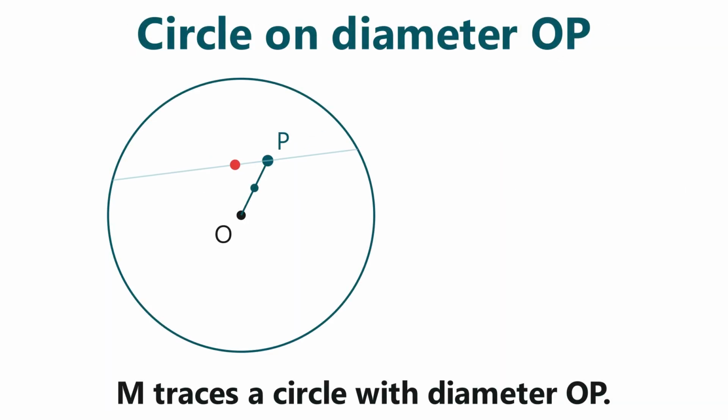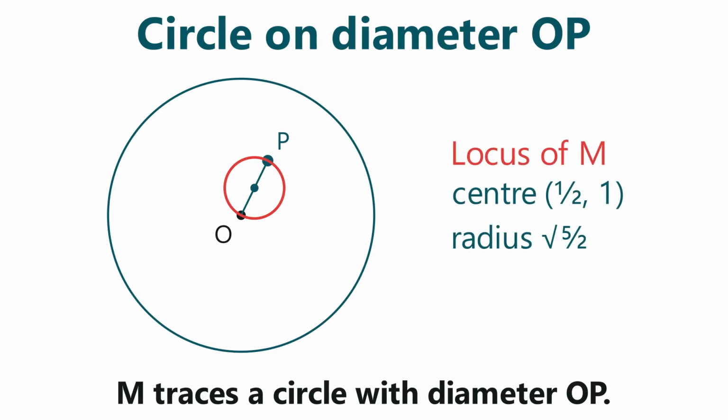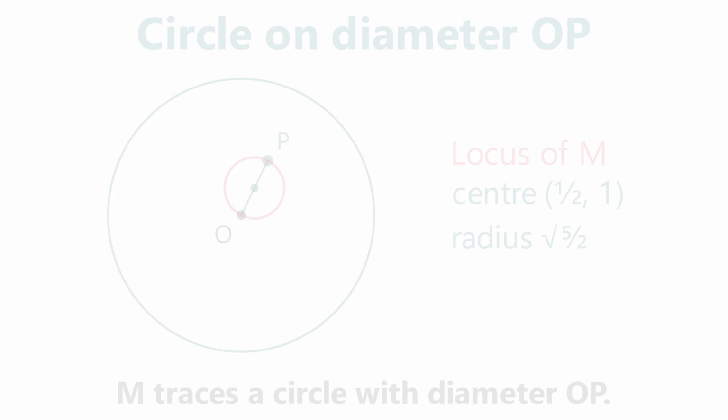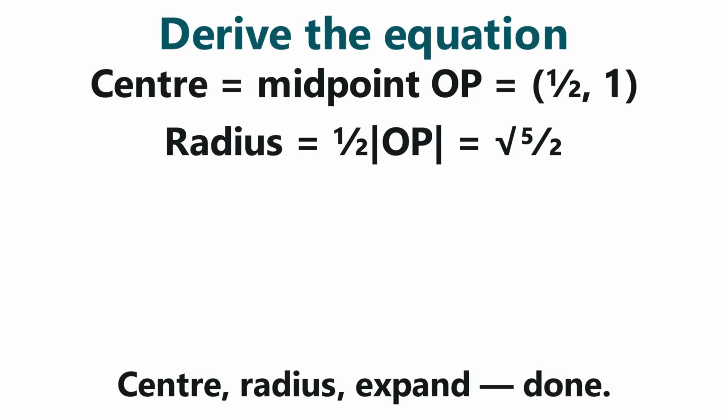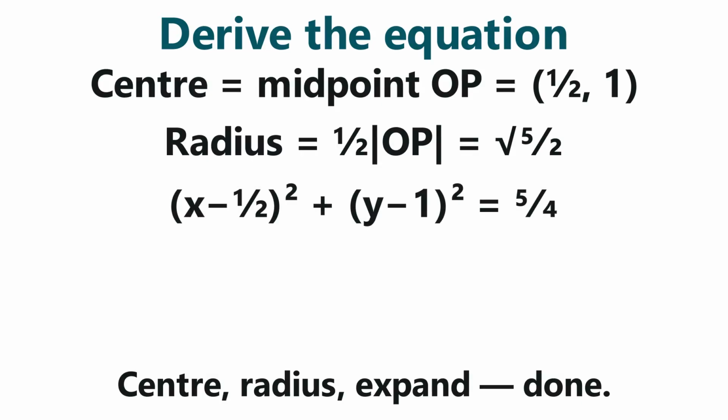Watch it happen. As the chord sweeps all the way around P, M traces out the complete circle with OP as the diameter. The centre is the midpoint of OP, that is (1/2, 1). The radius is half the length of OP. The centre is at (1/2, 1). The radius is half the distance of OP.